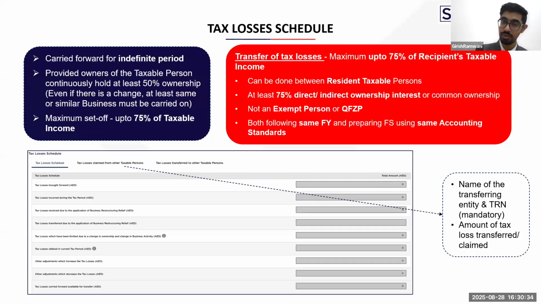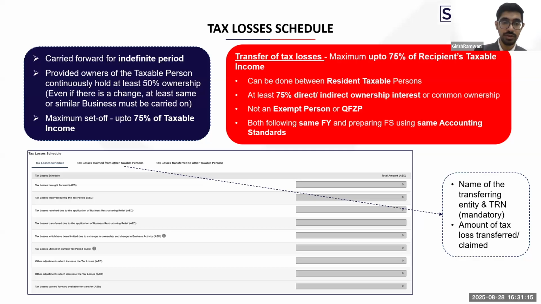Both the companies, both the persons from whom tax losses are being transferred and to whom they are being transferred, must be resident taxable persons. 75% of direct or indirect ownership interest must be there, or common ownership must be there. It should not be an exempt person, should not claim QFZP, and should follow the same financial year and same accounting standards. So all these conditions are similar, just like a qualifying group relief. Again, the maximum transfer that you can do is up to 75% of the recipient's taxable income. Just like set off is allowed up to 75% of your taxable income, transfer is also allowed only to the extent of 75% of the recipient's taxable income only.